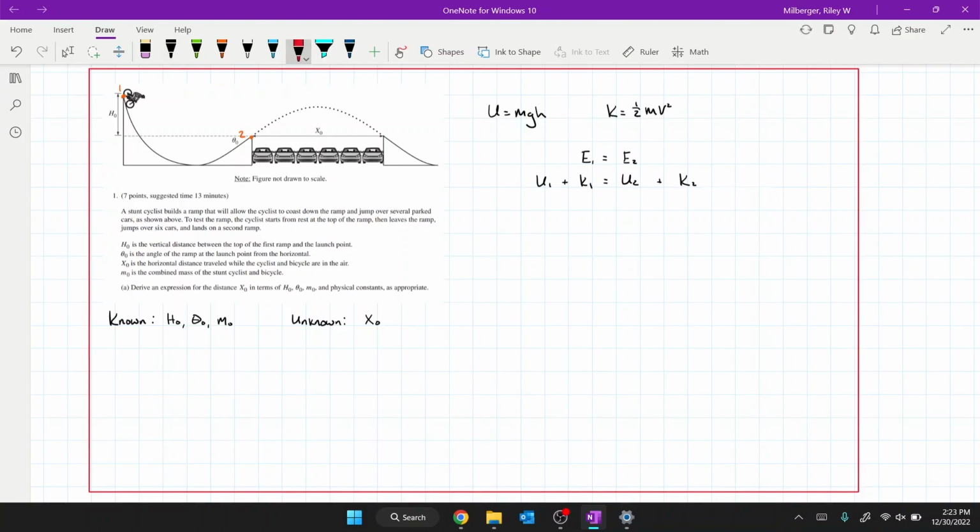Initial velocity is 0, so K1 will be 0, and we can make this height the origin, so U2 will be 0. This leaves us with m naught g h naught equals 1/2 m naught v2 squared. Solving for v2, we get the square root of 2g h naught.